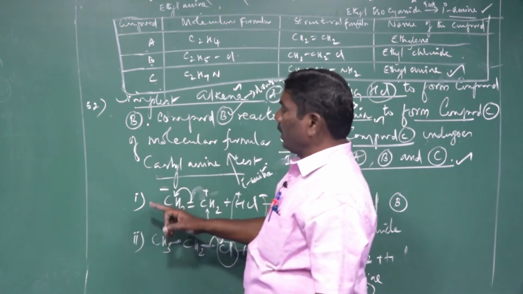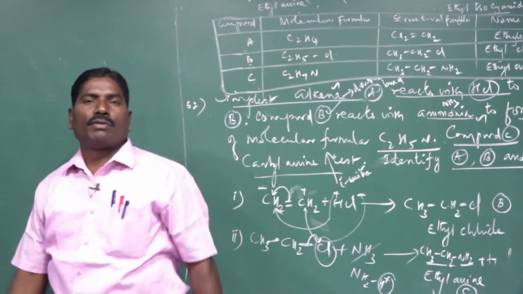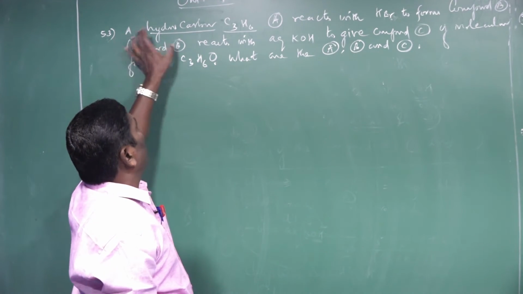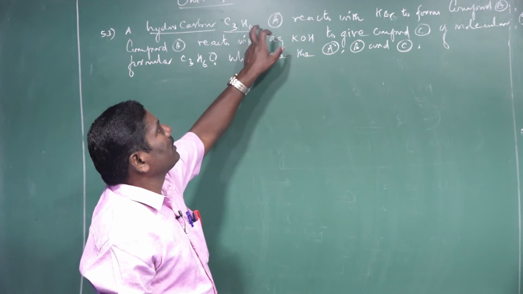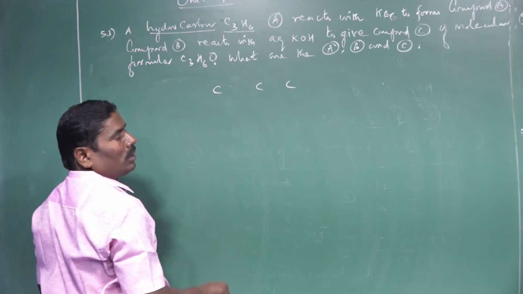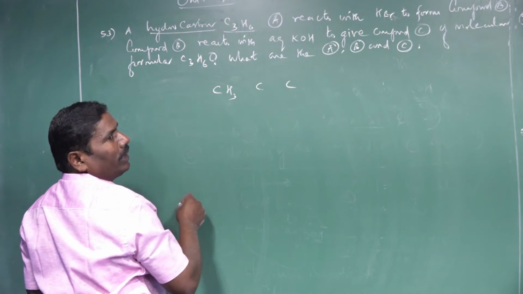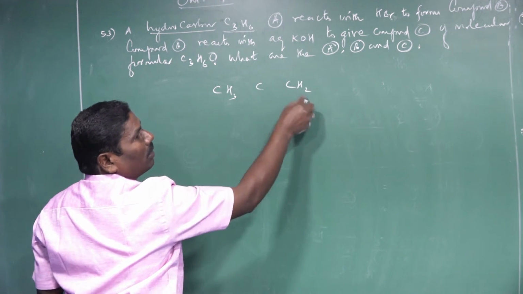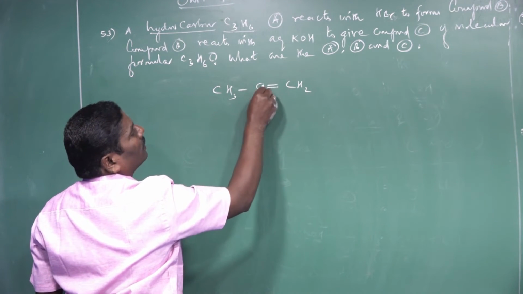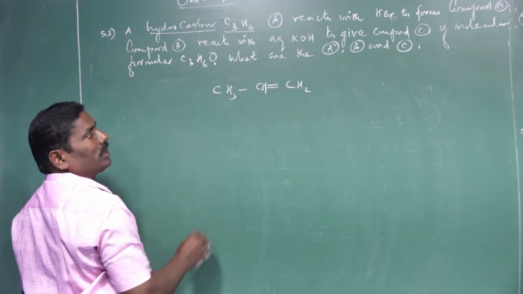Now this problem contains 3 reactions with the 3 compounds. Next we are going to see the next problem. A hydrocarbon C3H6 is compound A. What is C3H6? It is 3 carbons with hydrogens totaling 6, CH3, CH, CH2. Each carbon acquires 4 valency, with a double bond between the last two carbons. Now this compound is A.